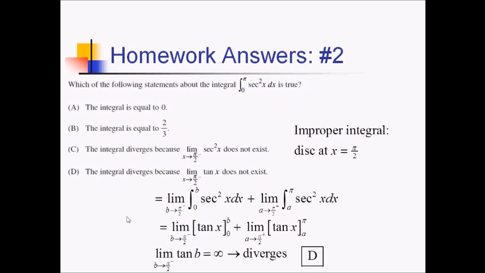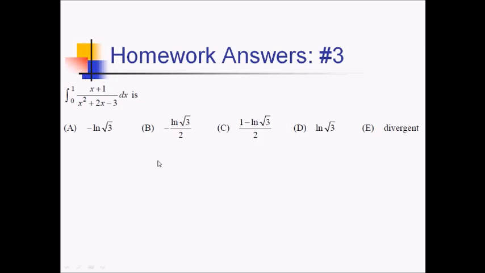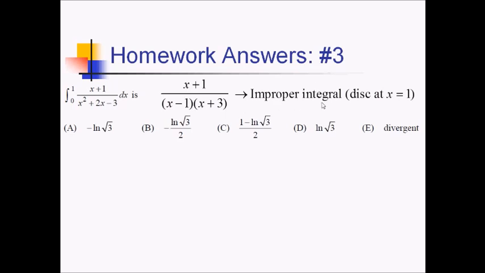So choice D. For this problem, we're trying to find the integral from 0 to 1 of this rational function. Now, just to be on the safe side, I'm going to factor this to see if there's any discontinuities from 0 to 1. And if I factor this, I have x minus 1 and x plus 3 in that denominator. And we see that there is indeed a discontinuity at x equals 1, which is going to affect our integral here. So because of that discontinuity, this is an improper integral, and we have to actually rewrite this as a limit and go from there.